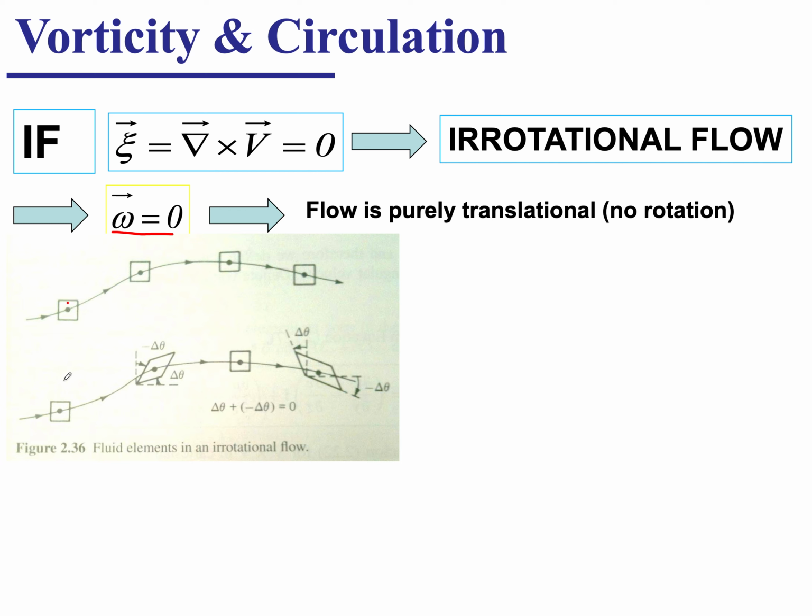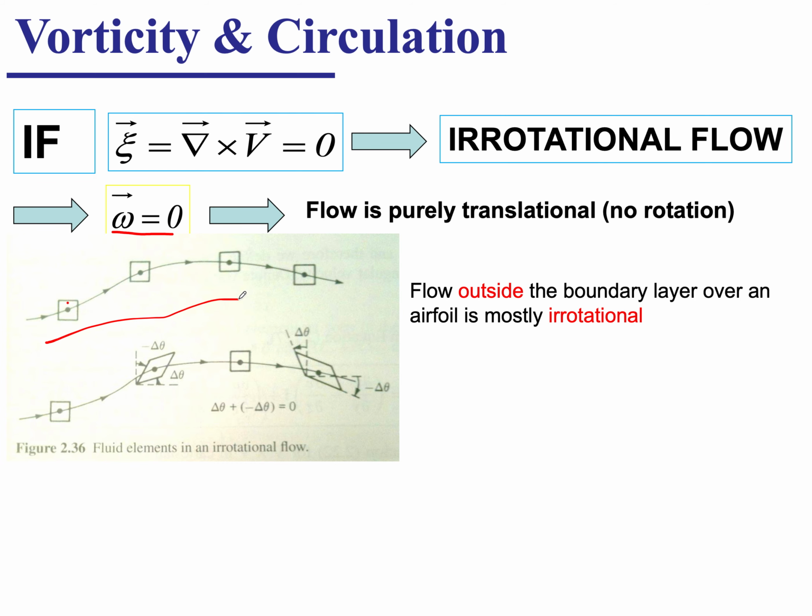Now we'll show a different case. This fluid element does not rotate around its axis, so it doesn't have any angular rotation, which means that this flow signifies an irrotational flow. And where would we find this flow? That will be the first slide in our next lecture, when we're talking about potential flow theory.